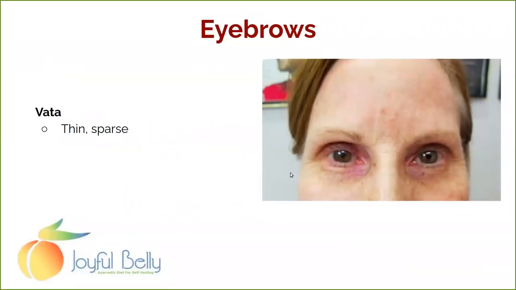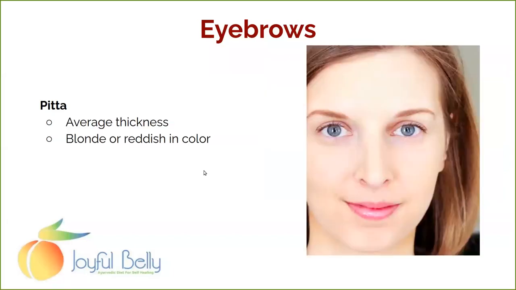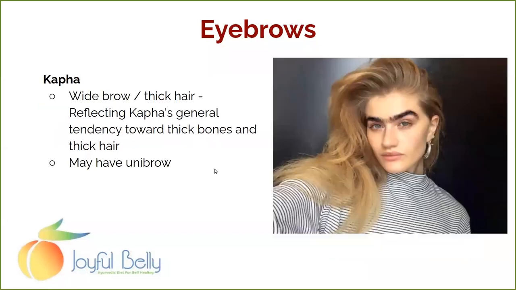All right. Let's see. Vata eyebrows, thin and sparse. Pitta eyebrows have a sort of average thickness there. And Kapha may have a thick unibrow. Not all Kapha people have a unibrow. But you can see that this person has several signs of Kapha. What are all the signs of Kapha in this person's skin?